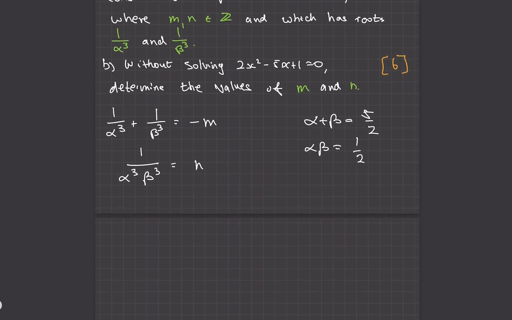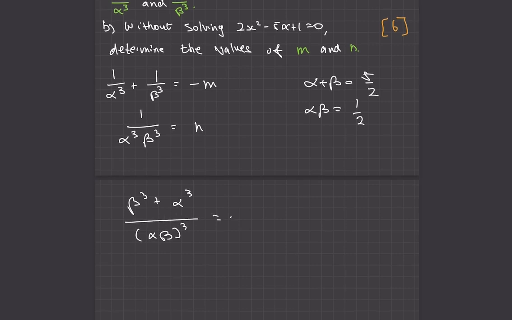We need to find m and n without solving. So what I'm going to do is rewrite a couple of things. I'm going to combine these fractions for m. When we combine them, we get beta cubed plus alpha cubed over alpha cubed beta cubed, but that's the same as (alpha beta) cubed, equals minus m. And then we also have 1 over (alpha beta) cubed is equal to n.